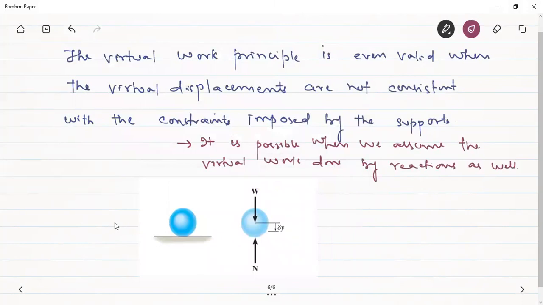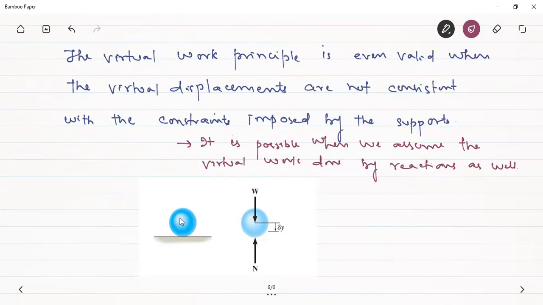So the virtual work, if we want to give the virtual displacement to the ball, either we have to move it in the upward direction, but the consistency of the virtual displacement with the constraints will be lost. Also, this ball cannot go in the downward direction.